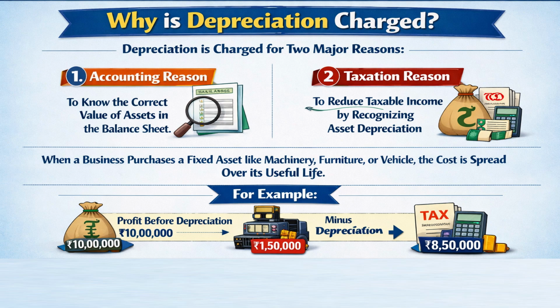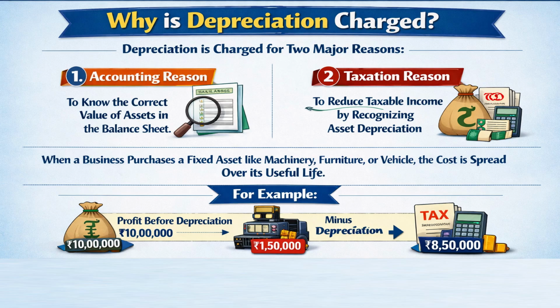For example, suppose a company earns a profit before depreciation of 10 lakhs rupees. Depreciation for the year is 1,50,000 rupees. Now taxable profit becomes 10 lakhs rupees minus 1,50,000 rupees, which is 8,50,000 rupees. Tax will be calculated on this amount, 8,50,000 rupees.